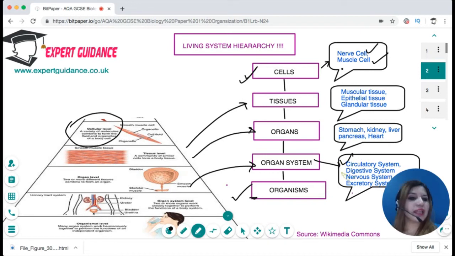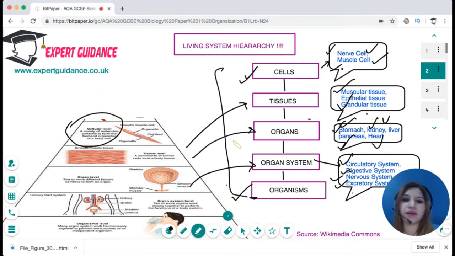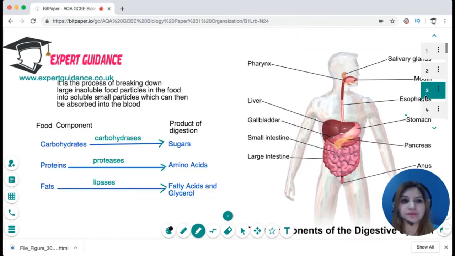Like circulatory system, digestive system, nervous system, excretory system, they make up the different organ systems of animals. And if we talk about just the digestive system, the different organs in that will be stomach, kidney, liver, pancreas, heart. These are the different organs. And then the organs are further made up of smaller tissues like muscular tissue, epithelial tissue, glandular tissues, and the tissues are made up of collections of cells. So you should know this hierarchy and the examples of them.